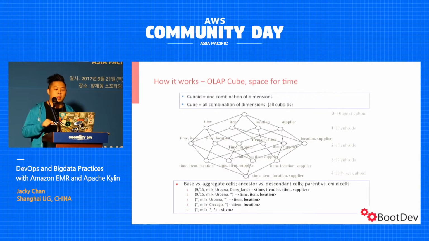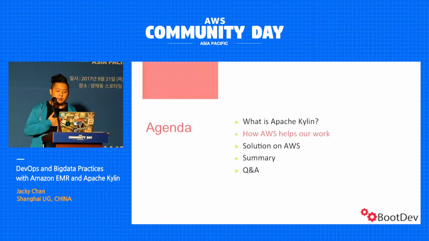That is why creating OLAP cubes is just using space to save time. We generate all kinds of possible outcomes inside the system in order to give an immediate response. So, okay, this is how Kylin works.